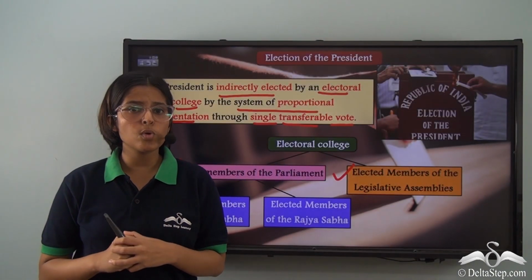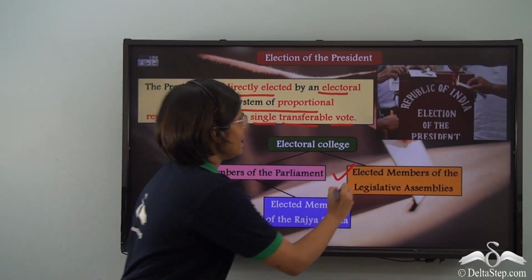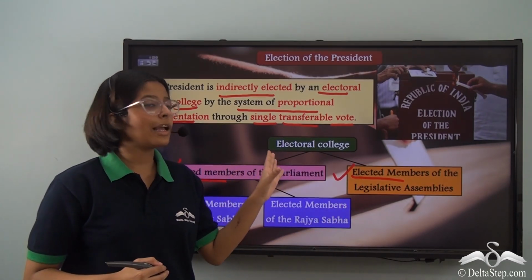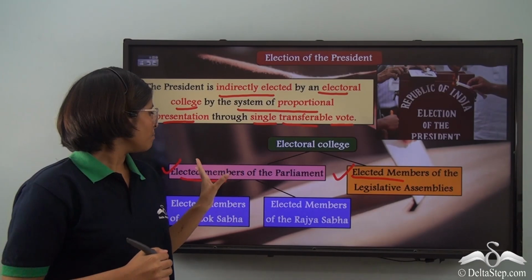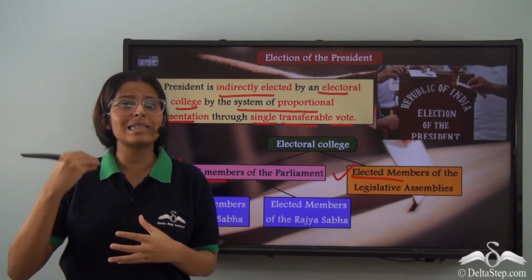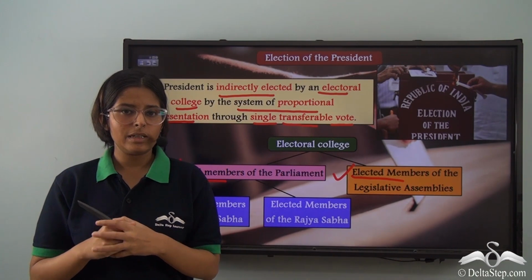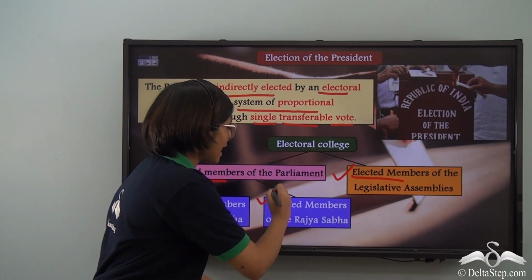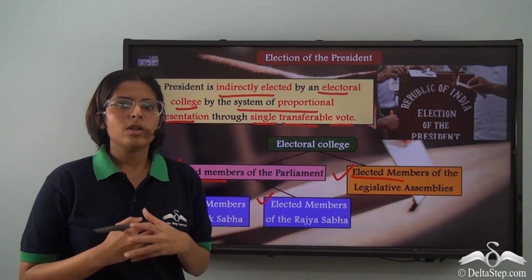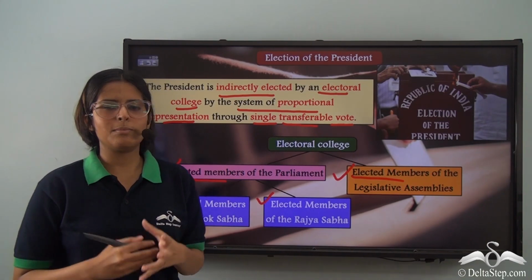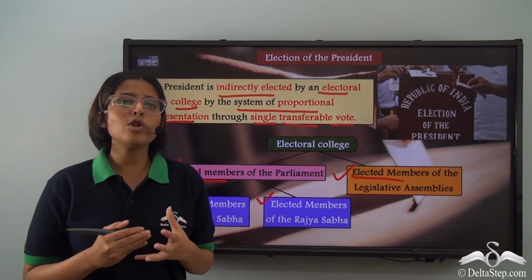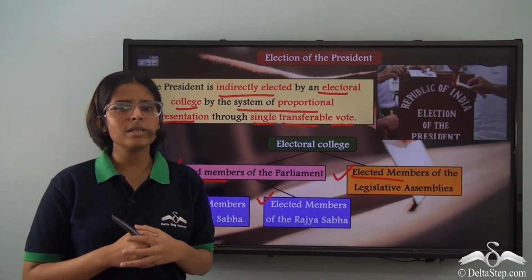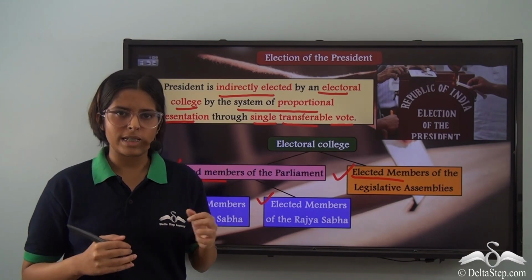What we have to note here is that it is only the elected members of the parliament and the legislative assemblies who form the electoral college. The members of the parliament represent the center, that is the central government. They consist of the elected members of the Lok Sabha and the elected members of the Rajya Sabha. Now, we know that all the members in the Lok Sabha are elected members and there are no nominated members. So, all the members of the Lok Sabha help in the election of the president.